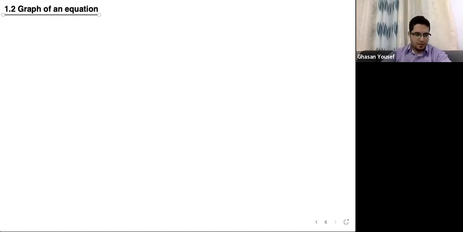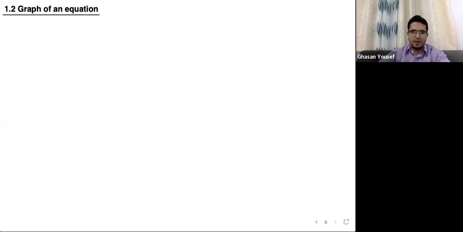So first of all, we have to know what the meaning of a graph is. A graph means we plot as many points as we can, then we connect these points by a smooth curve. This is what I mean by a graph.